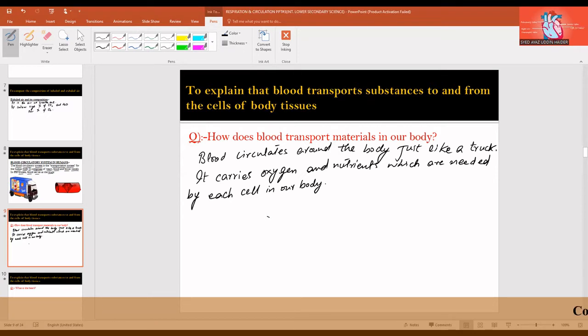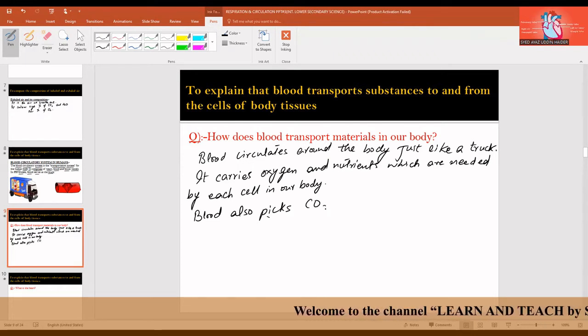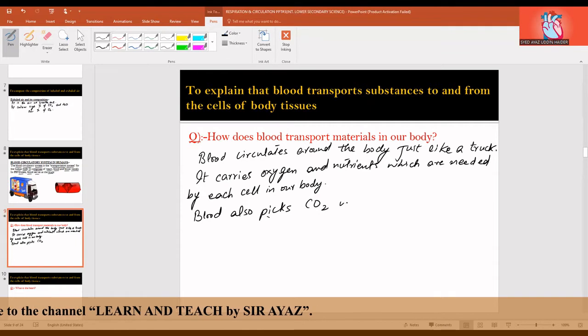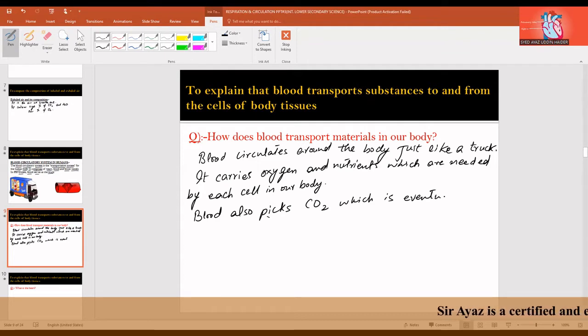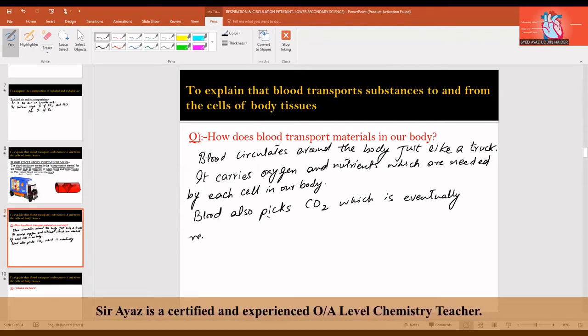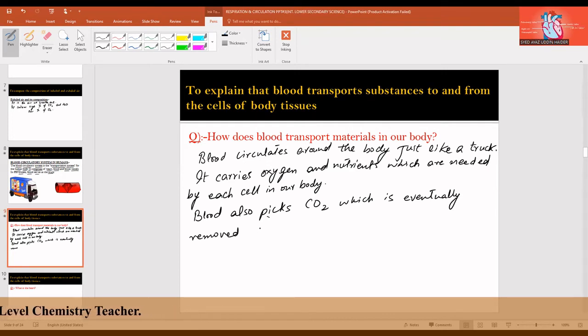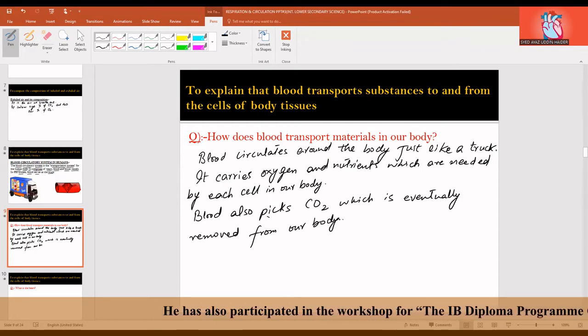Blood then delivers these materials, oxygen and nutrients, to the cells, and it also picks up and transports waste carbon dioxide to organs, which then eventually remove it from our body.